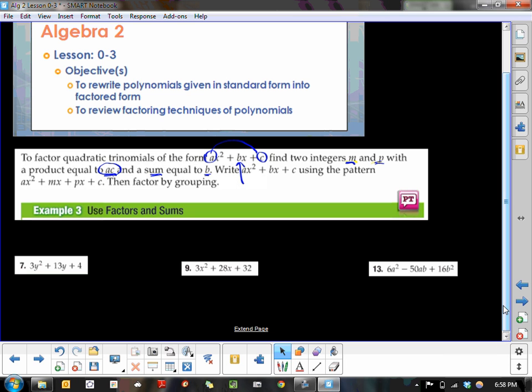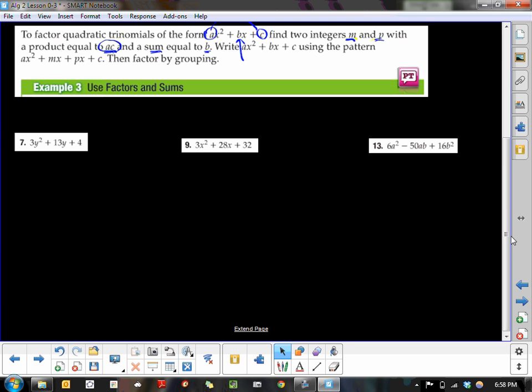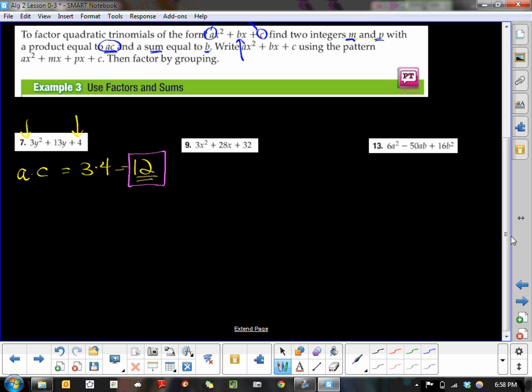So we've got to put all of this information together. We want two numbers that we can multiply together to get the product of ac and that add up to b. So we're going to organize our work here a little bit and try to put all the pieces of the puzzle together. The first thing we want to do is find the product of a times c. Now a is 3 and c is 4, so a times c is 3 times 4, which is 12. So 12 is our ac number. We want to find two numbers, and here's where the m and the p come in, that we can multiply together to get 12.